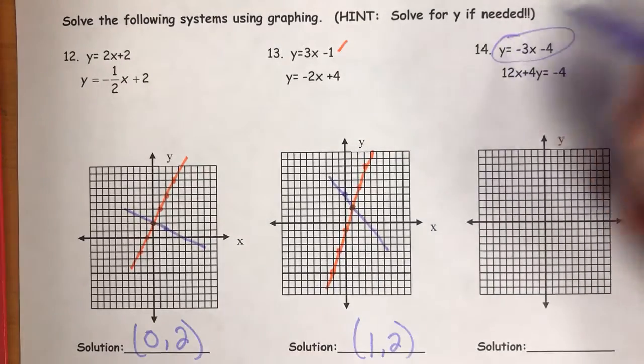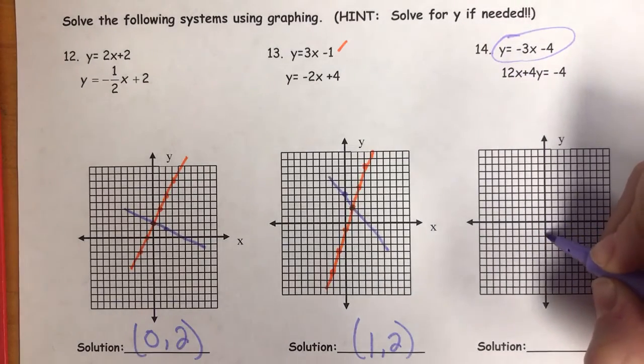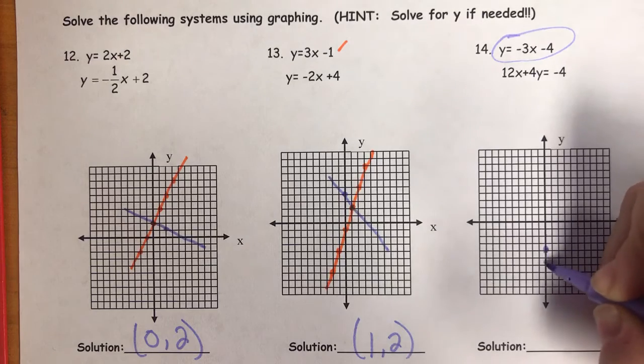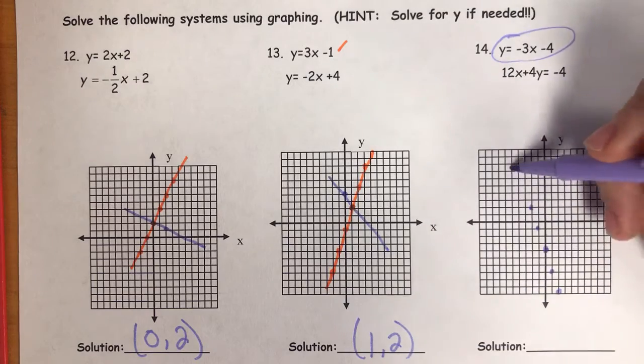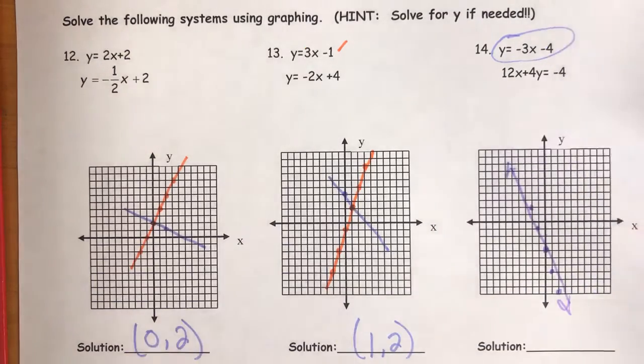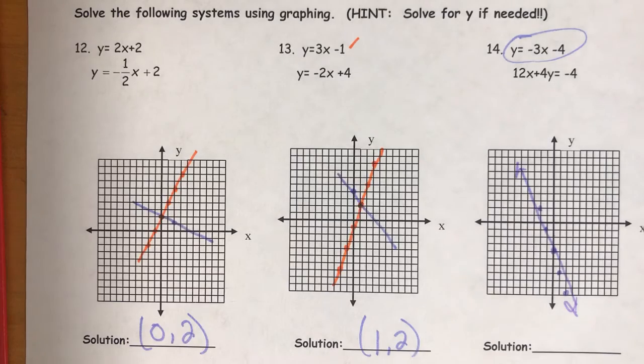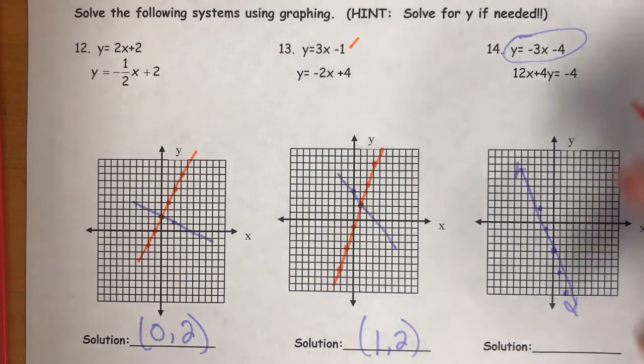Number 14, our top equation's fine. We can do this one. So we're going to start at negative 4. Down 3, right 1. I'll pretend that line was better. That's why we make those extra points, to make sure we're good.